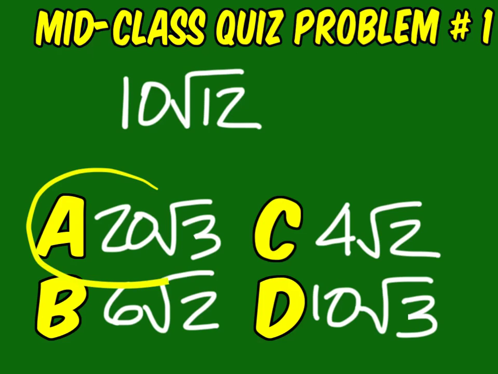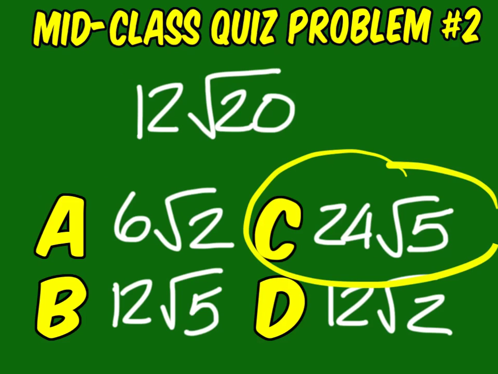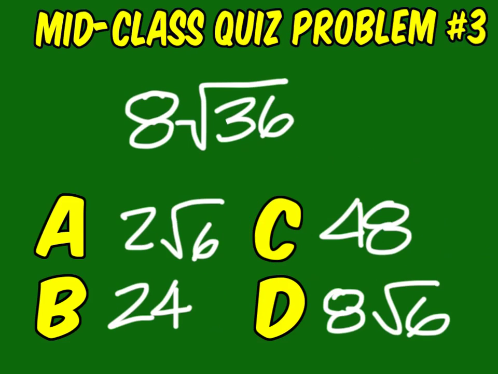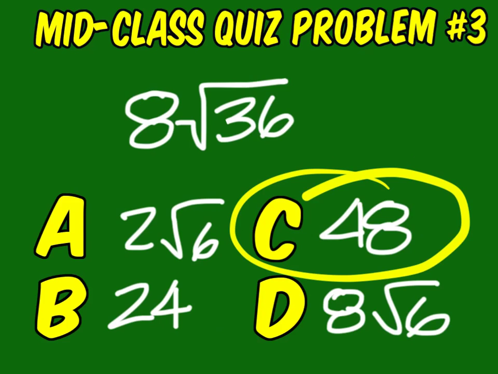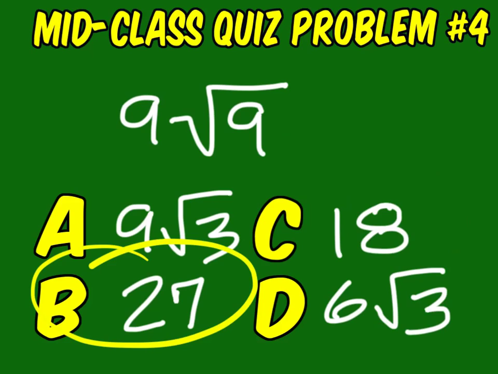The answer on this one is A. Somebody tried to come in. Maybe we should let them. Answer on this one is C. Answer on this one is C. The answer on this one is B.